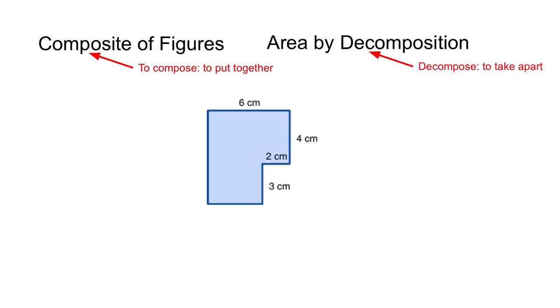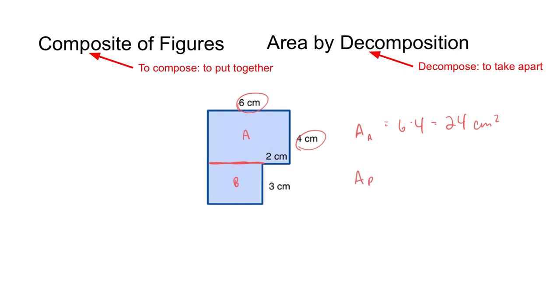We would use decomposition. To decompose is to take apart. So we want to decompose this back into the parts it came from by dividing across and thinking of it as two distinct areas. We can think of it as area A and area B. In order to find the area of area A, we need to know the dimensions, 6 and 4. That's pretty easy. We get 24 centimeters squared.